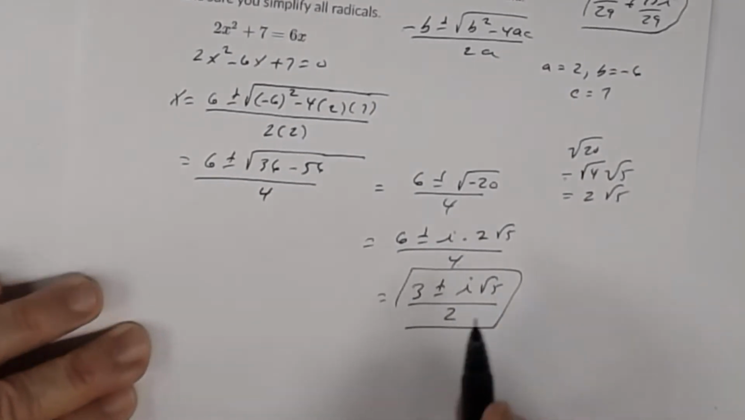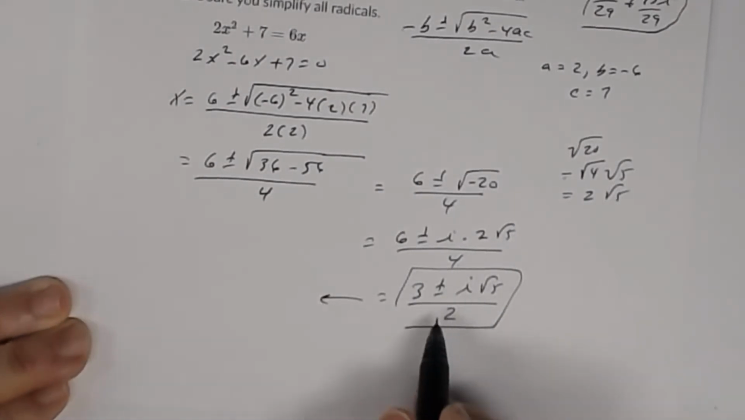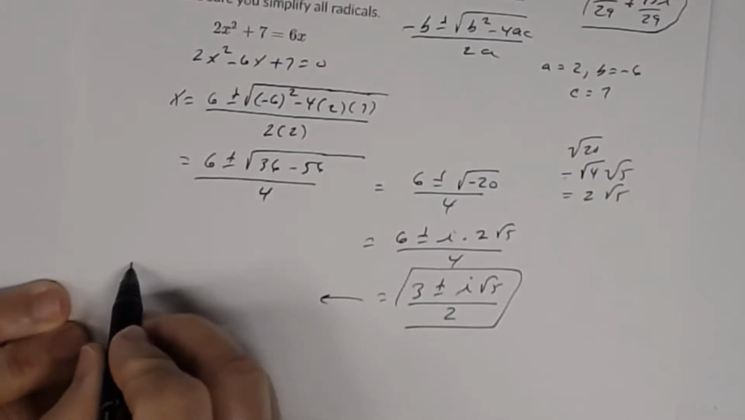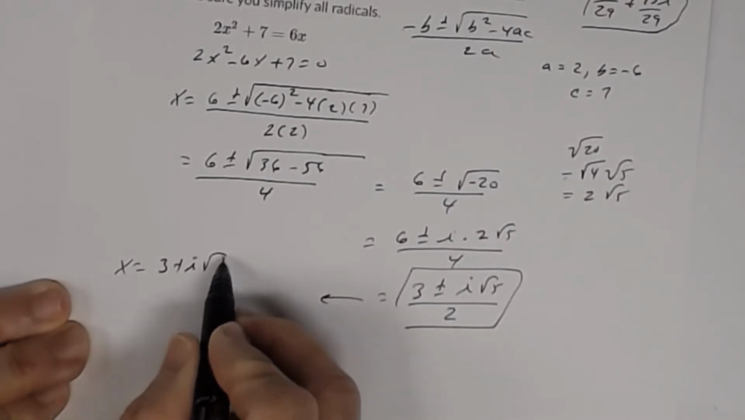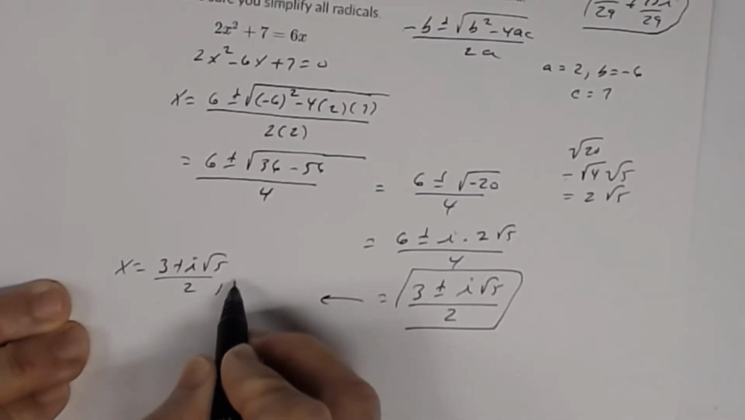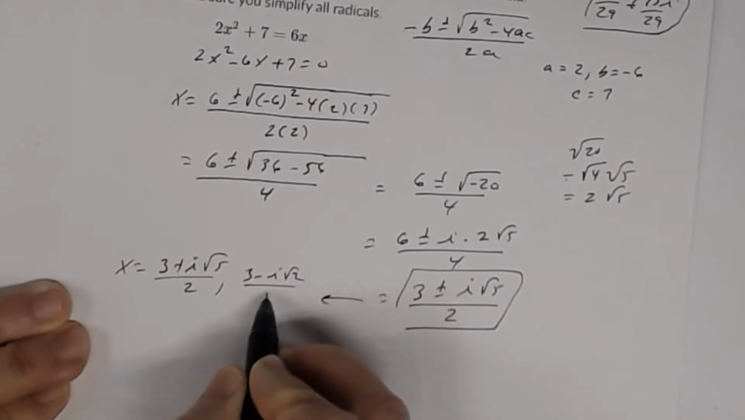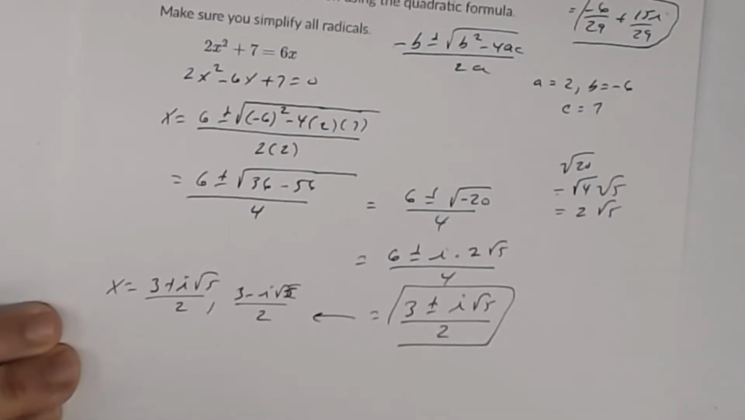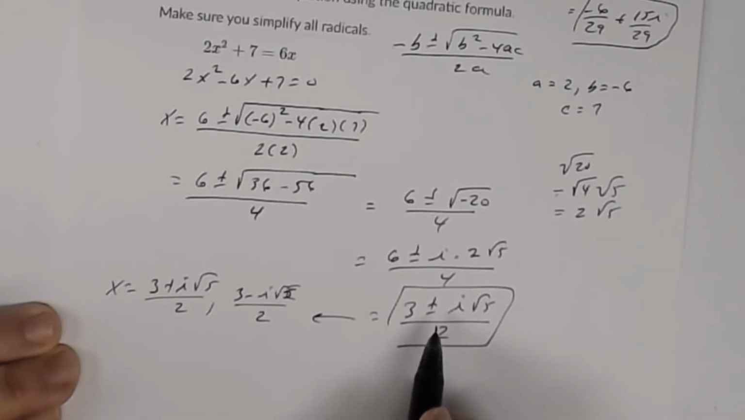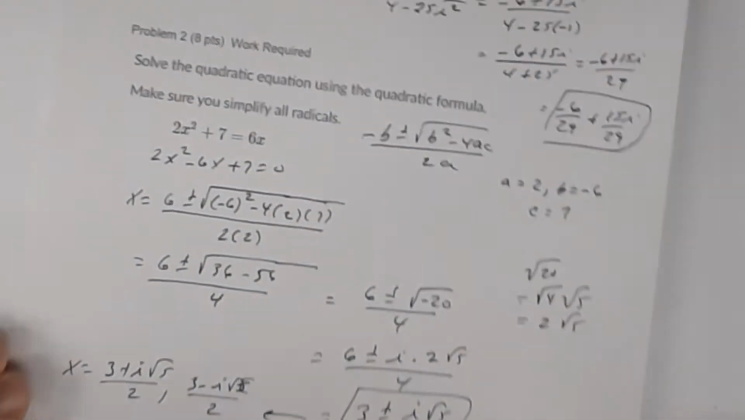All right, and so if you want to rewrite this in two distinct solutions, you can. So you could say x equals 3 plus i square root of 5 divided by 2, comma, 3 minus i square root of 5 divided by 2. But most students will write it like this, the one that's compact, with the plus or minus. All right, so that was number 2.